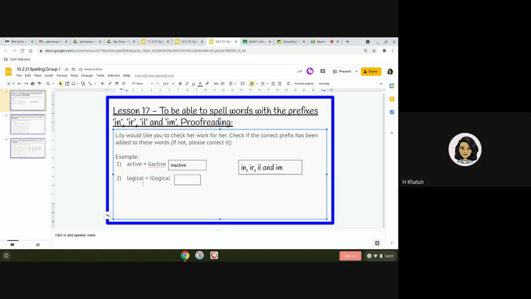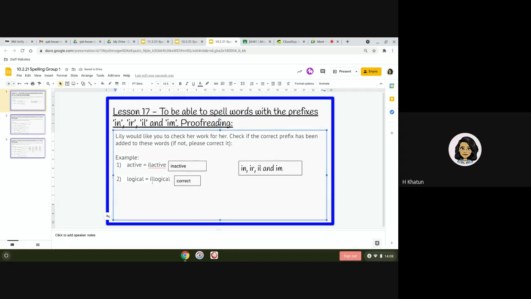Now let's have a look at the second question. So she wrote down logical and she chose the prefix ill to make the word illogical. Now we know that this is correct. So we're going to double click on the box and just write down correct as she chose the correct prefix.